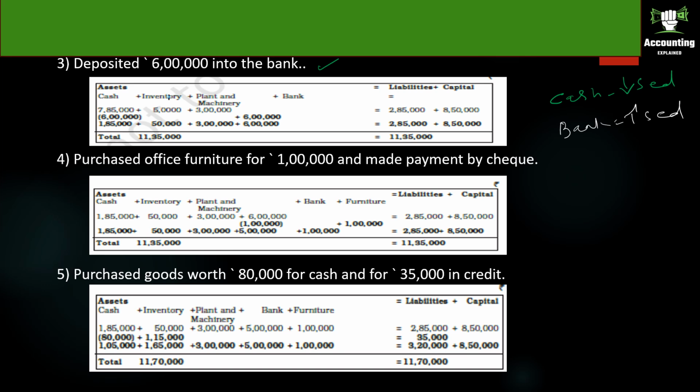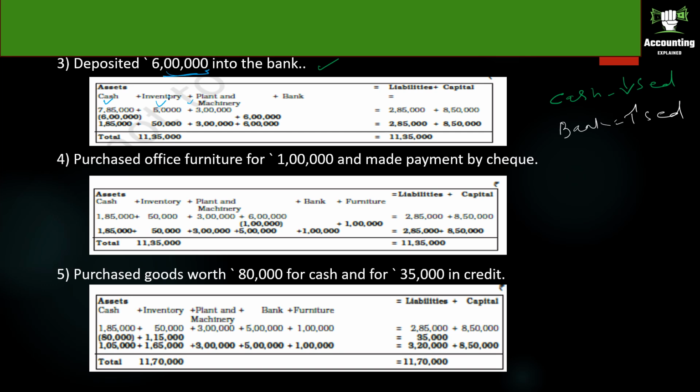Okay, cash is 7,85,000, inventory 50,000, plant and machinery 3 lakhs. Everything taken from the previous closing balance. Now, how much you are depositing? 6 lakhs. So what did we see here?